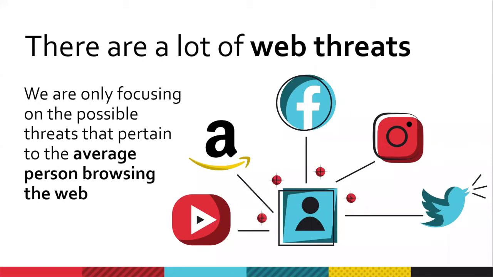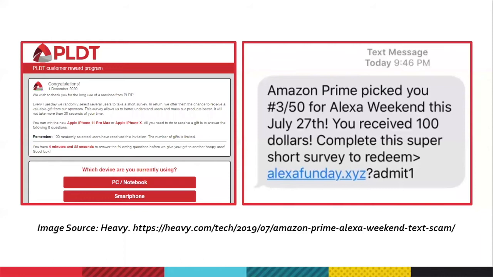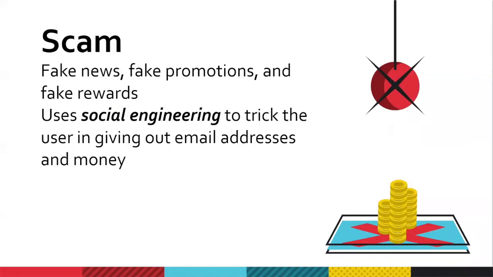Because sometimes an average user may browse through Facebook and might find one of these. And an average user might also receive a text message or go to an online shopping site and might receive one of these. Even PLDT is now being made malicious. So these are examples of what we call a web threat. And this web threat is what we call a scam. A scam can refer to anything fake, like fake news, fake promotions, and fake rewards. And they get your email addresses and, of course, money through a way of what we call social engineering.